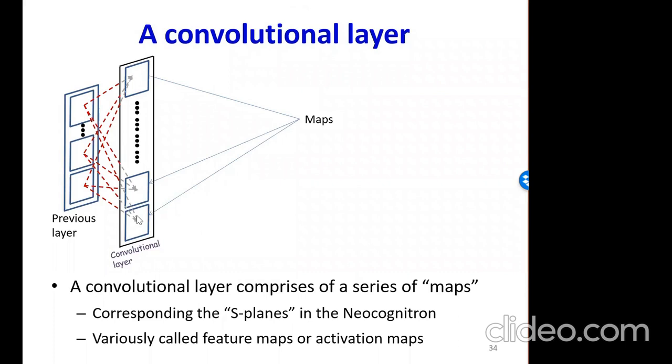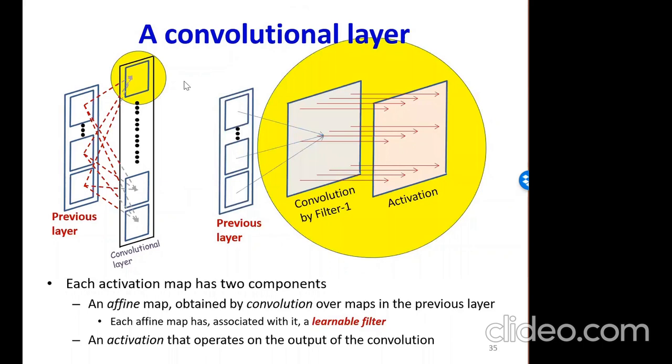Now, each activation map over here, in turn, has two components. The first is an affine map, which is obtained simply by convolving a filter, which, as I mentioned, is simply a set of weights for a neuron, with the outputs of the previous layer. And then once we get the affine map, we apply an activation on the entries of the affine map to get the final output of the layer.